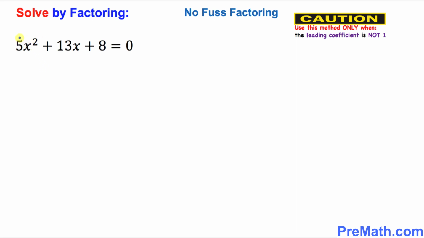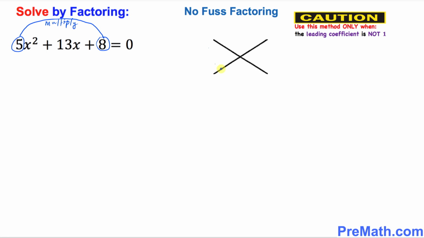I want you to create a rainbow. Connect this first number with this last number. Connect these two numbers. I want you to multiply them out. 5 times 8 is 40. And at the same time, I want you to draw this x factor. It looks like an x. So whatever you multiply, 5 times 8, I want you to put down 40 on the top right here. And put down this middle number, which is positive 13, at the bottom over here.